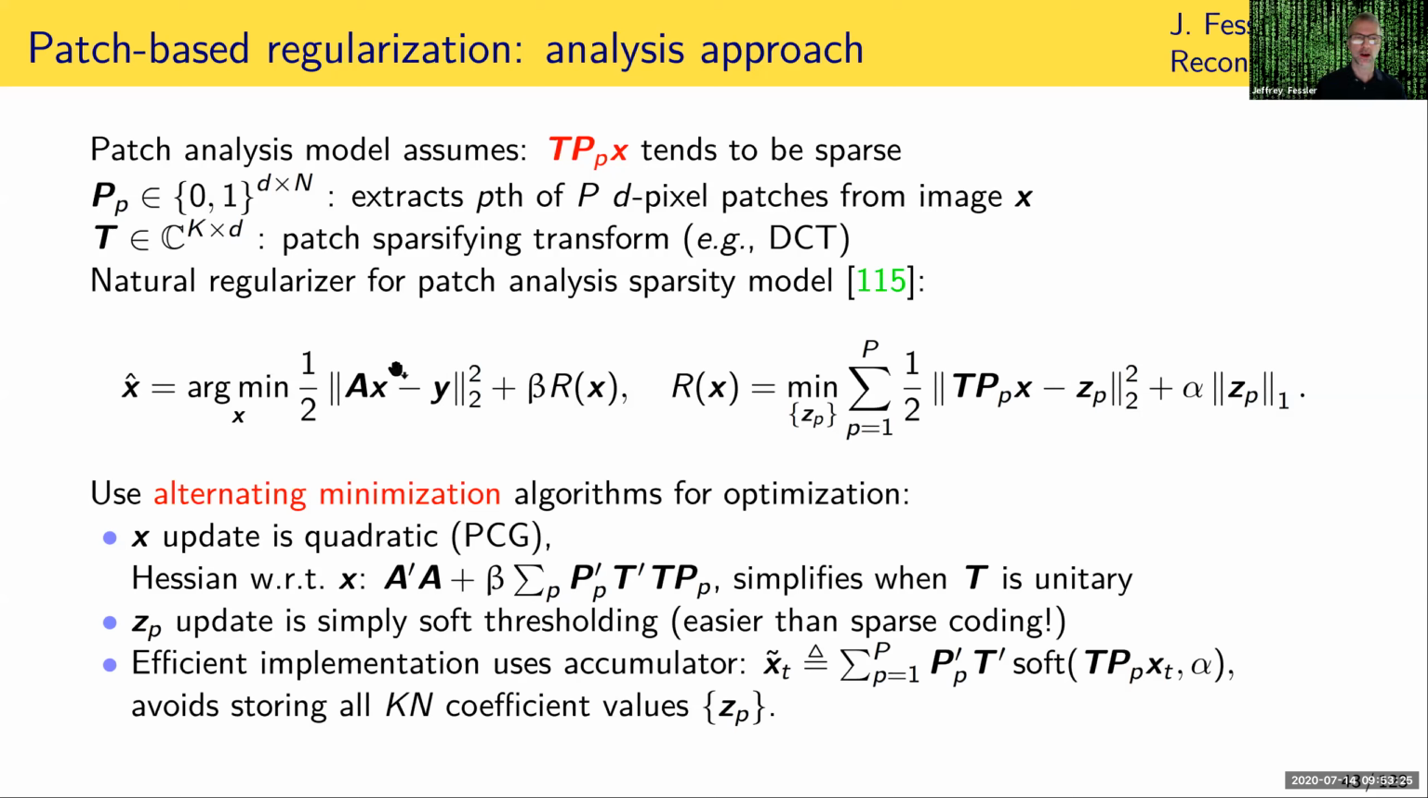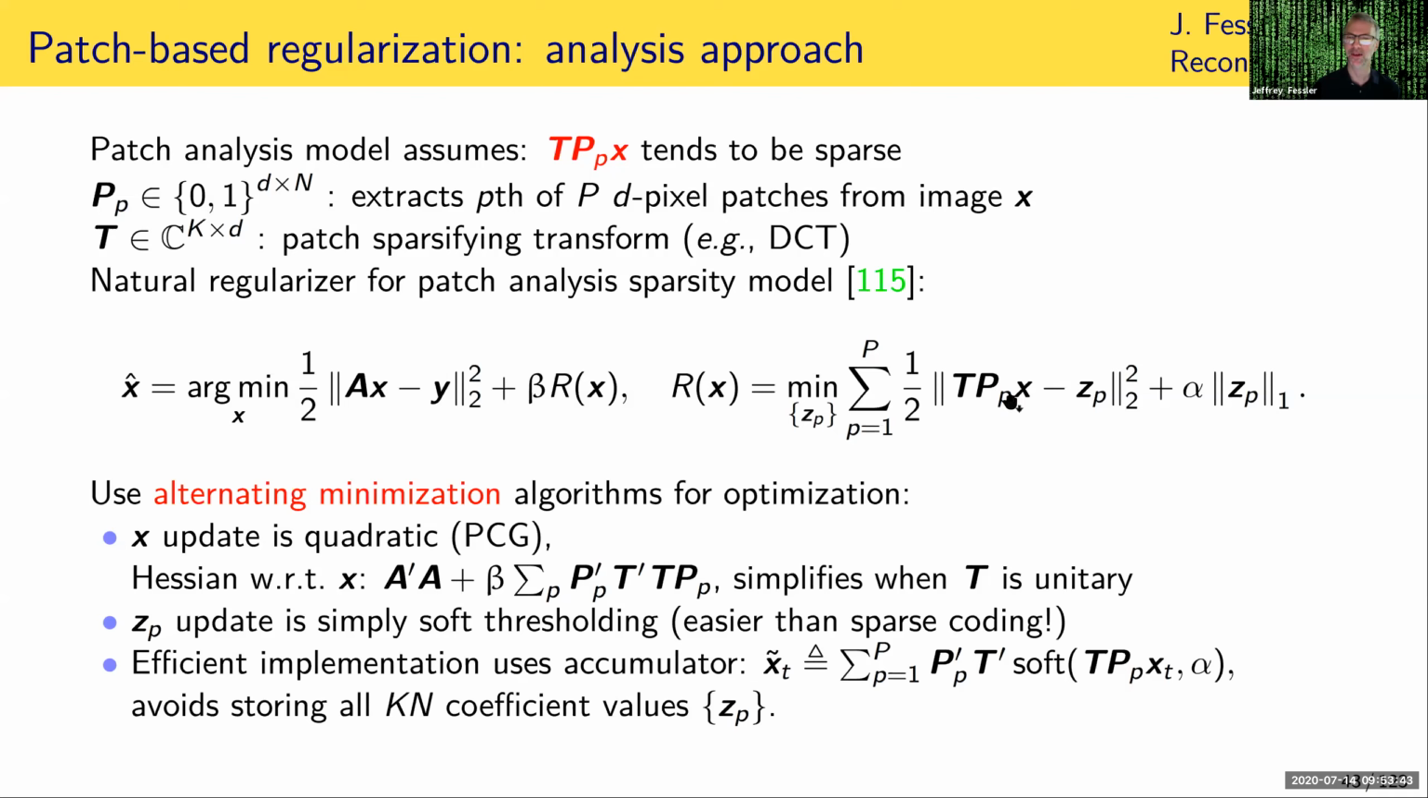So if you believe in this model, if you believe a transform of your patches is sparse, then a natural regularization approach is this cost function, where again, we want to fit to the data, and then we want to find images that when we extract patches from them, the transform of that patch closely agrees with some coefficients that are sparse as quantified by the one norm. So again, alternating minimization, the way to go here.